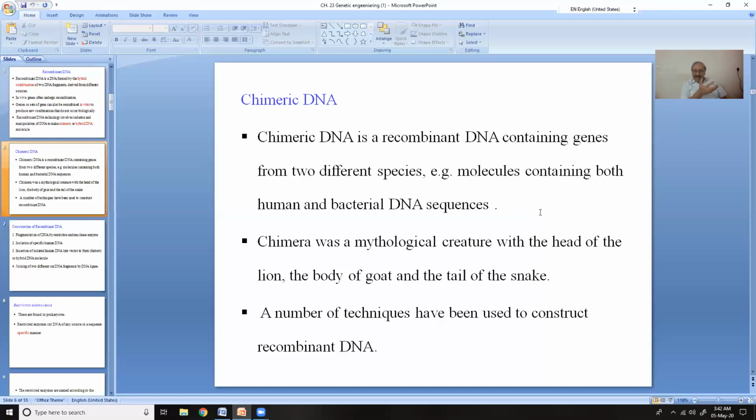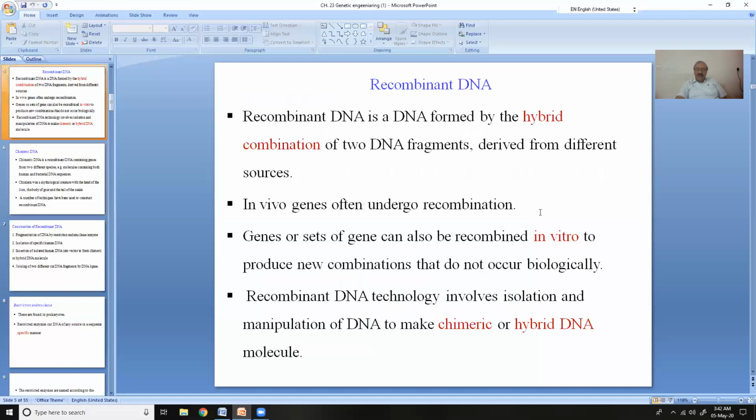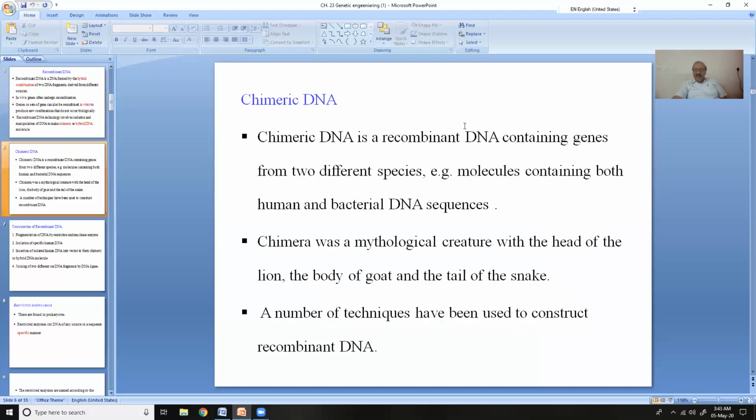A number of techniques have been used to construct recombinant DNA. So now you got that recombinant DNA is a DNA formed by the hybrid combination of two DNA fragments derived from different sources. And I gave you the example that it contains one strand from the human and the other strand from the bacterial DNA. They are making a chimeric DNA.